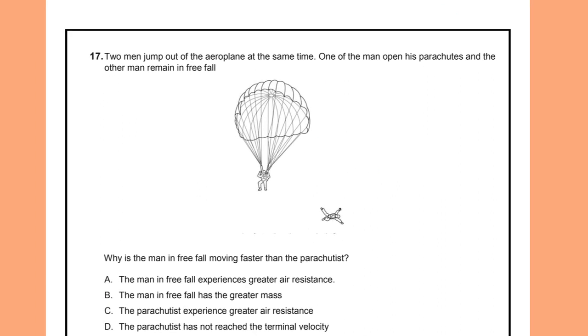Question number 17. Two men jump out of the airplane at the same time. One of the men opens his parachute and the other remains in free fall. Why is the man in free fall moving faster than the parachutist? You know that the parachute basically provides a lot more air resistance. So the man in free fall experiences greater air resistance, false. The man in free fall has greater mass, false. The parachutist experiences greater air resistance, true. Parachutist has not reached the terminal velocity. Again, that's not why he is moving faster, right? Why the man in free fall is moving faster than the parachutist.